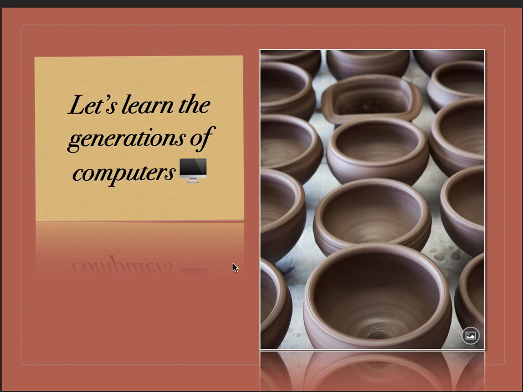Today I'm going to start a new video, which is generations of the computers. Few people think about how the computer will look in the future, and how it looked in the past. Here I'm going to show you the first, second, third, fourth, and fifth generations of the computer. So without further ado, let's get started.